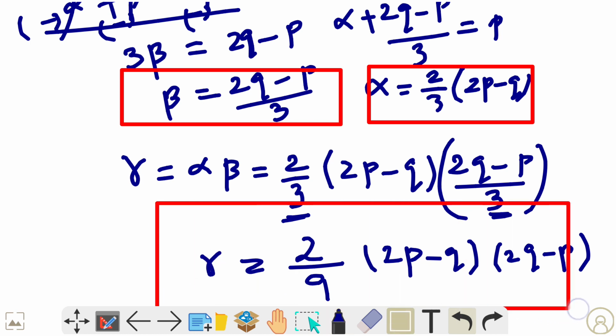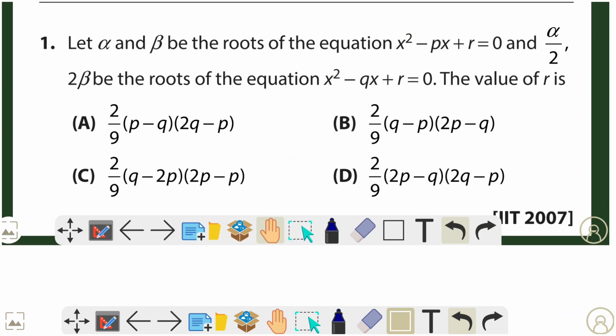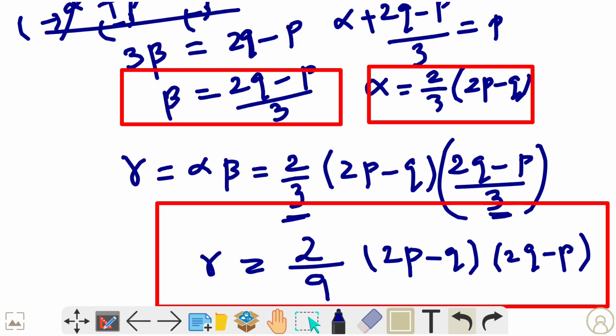So the value of r is 2/9 into (2p − q)(2q − p). That is option D: 2/9 (2p − q)(2q − p).